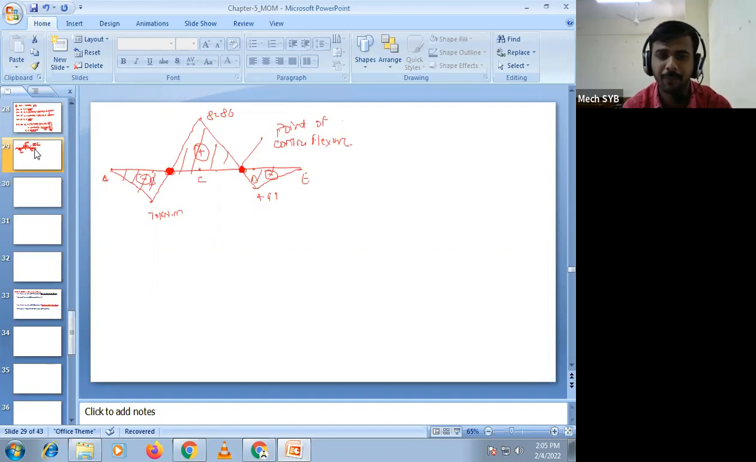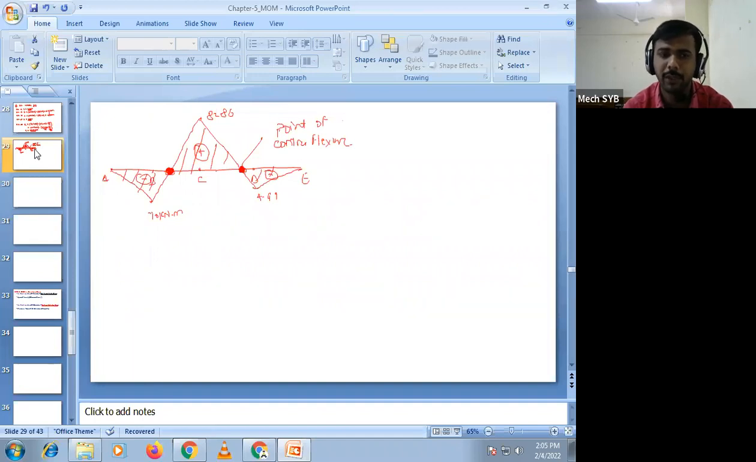because so many times I have told you this is the point of contra shear, this is the point of contraflexure, this is the point at which shear force is 0, this is the point at which bending moment is 0, this is the point at which SF changes sign from positive to negative. These are some basic things which are very, very important for your MCQ examination. So purposefully, I have explained all these basic concepts while solving the numericals.